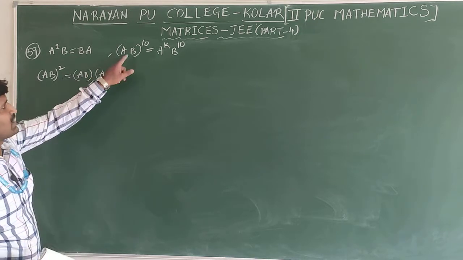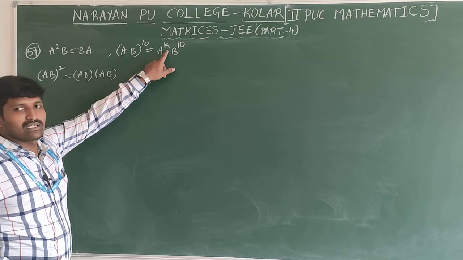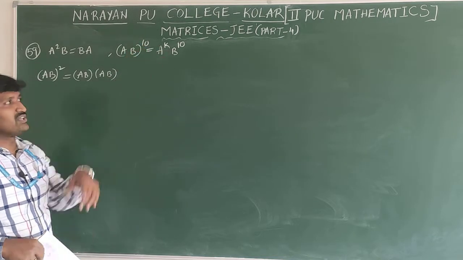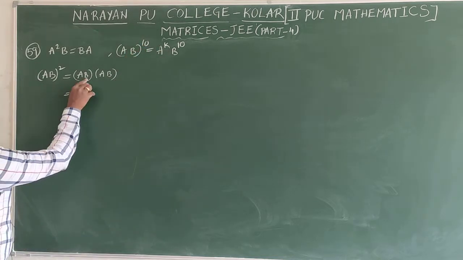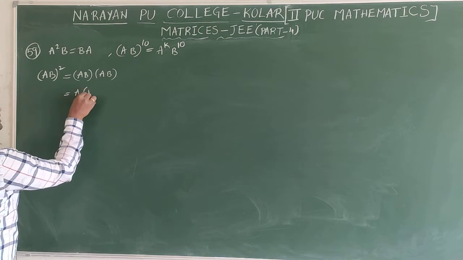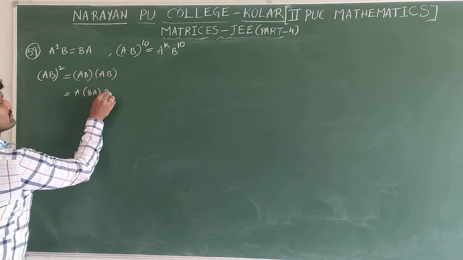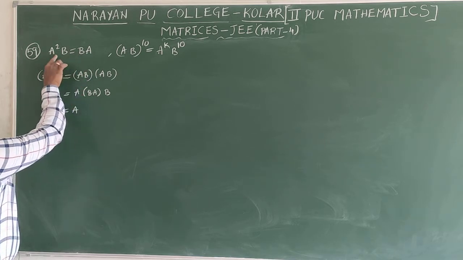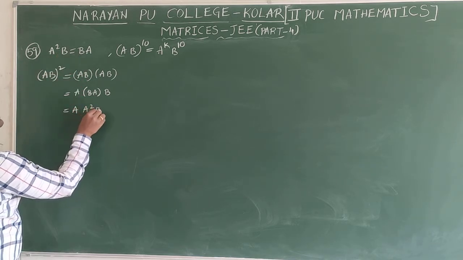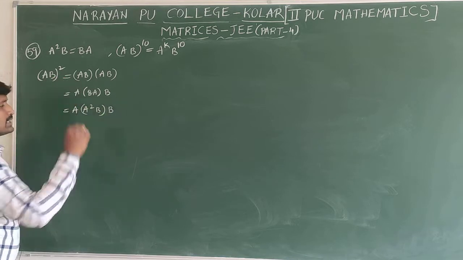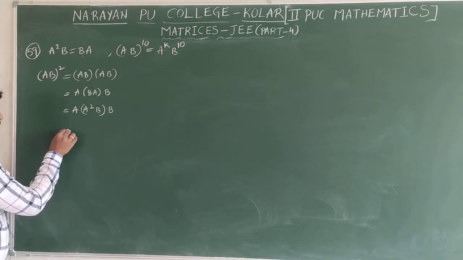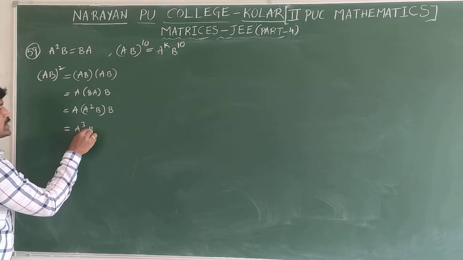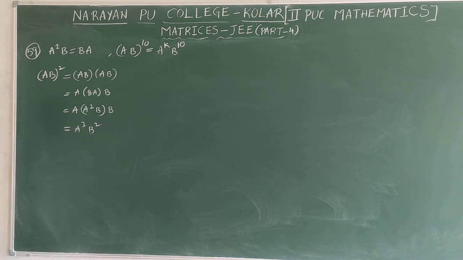because if we go up to power 10, you will get it in the form of A^k. That k value we need to find out. Now I am changing the bracket here, because A into BA into B. Now here, BA value, how much is given already? A²B into B. Now this is clearly A³B². Now here what is there? (AB)² is there.